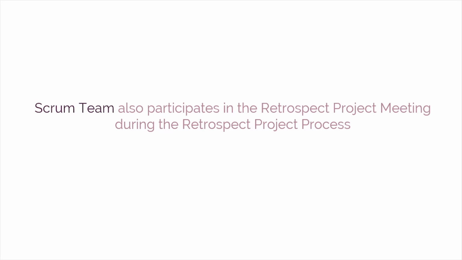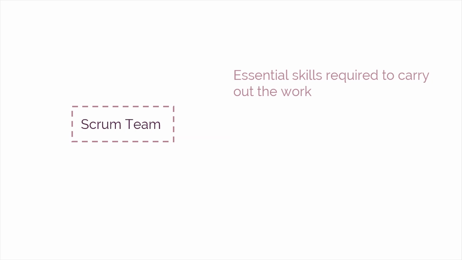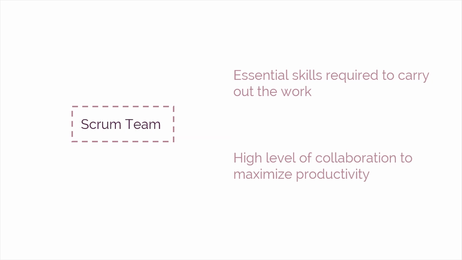Like the product owner and the Scrum Master, the Scrum team also participates in the retrospect project meeting during the retrospect project process. It's important for the Scrum team to possess all the essential skills required to carry out the work of the project. It's also necessary to have a high level of collaboration to maximize productivity, so that minimal coordination is required to get things done.